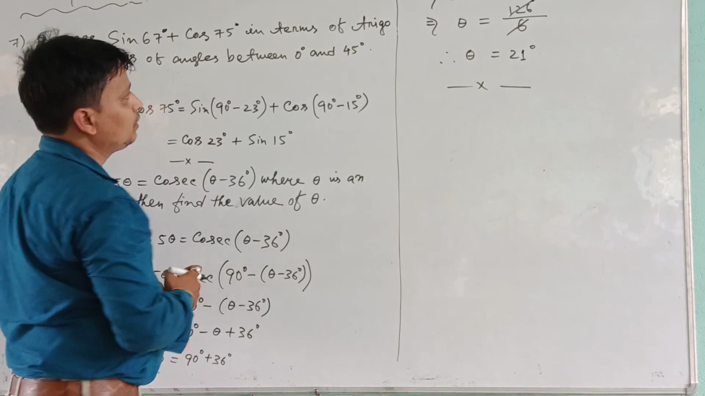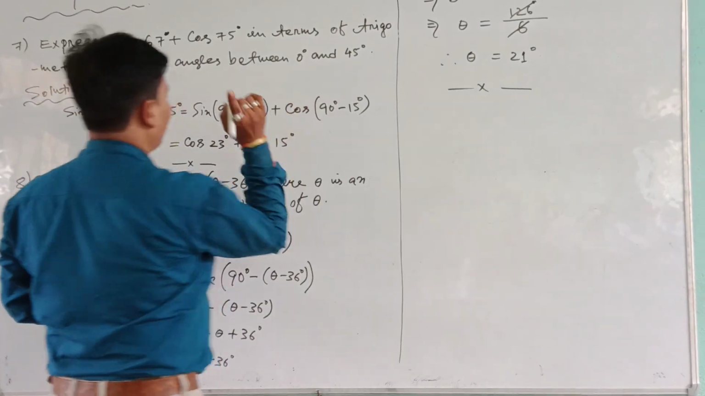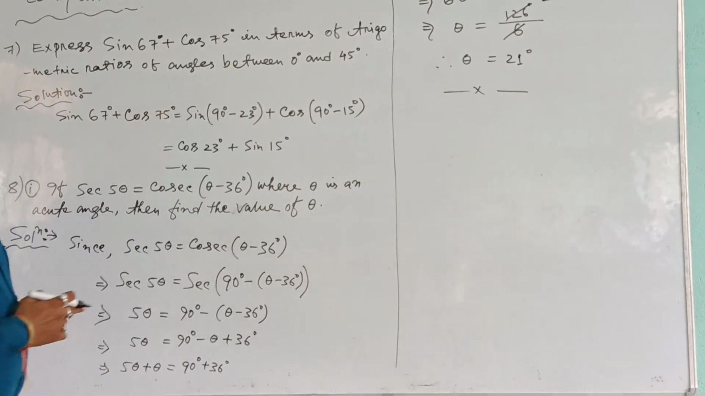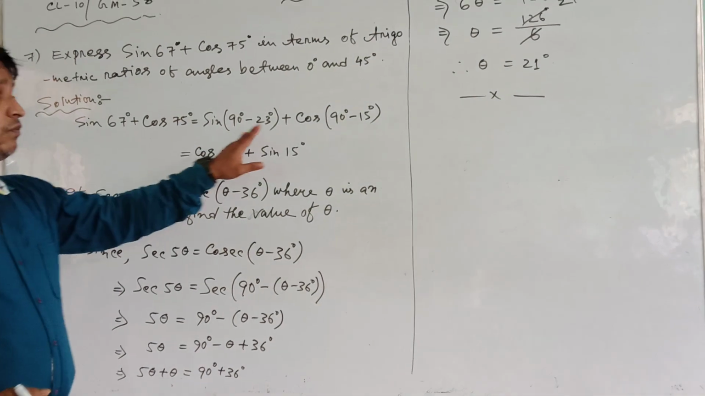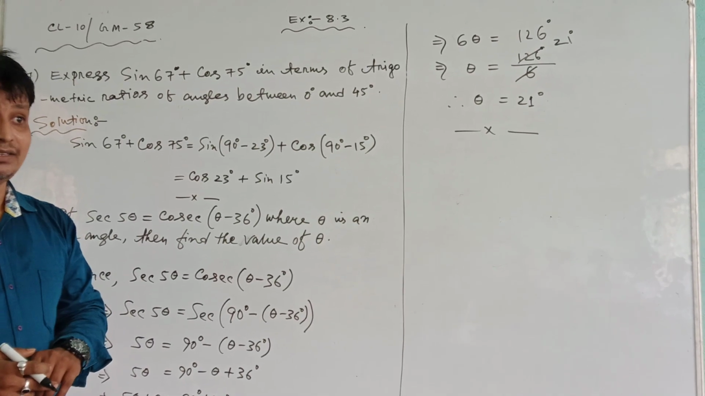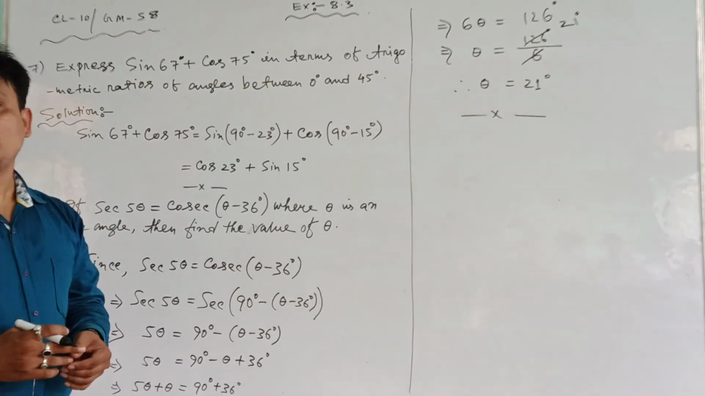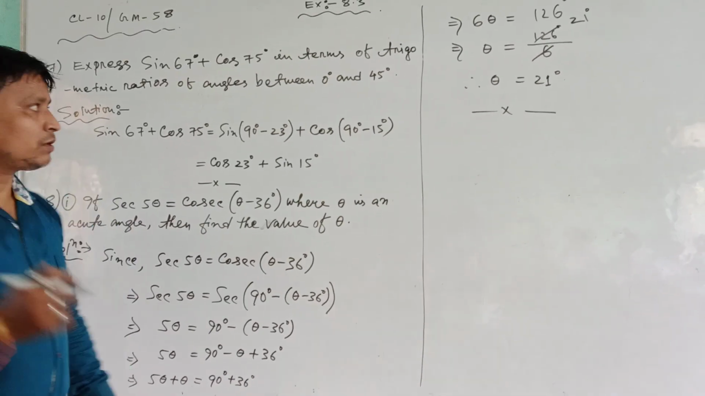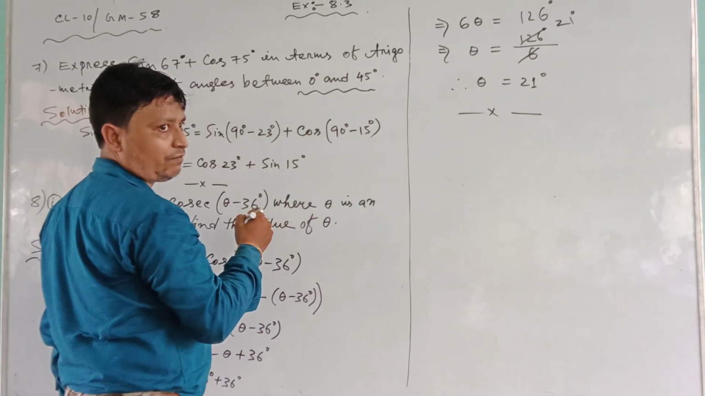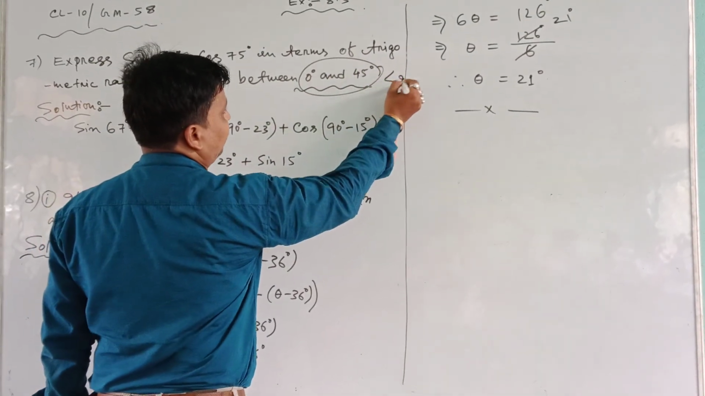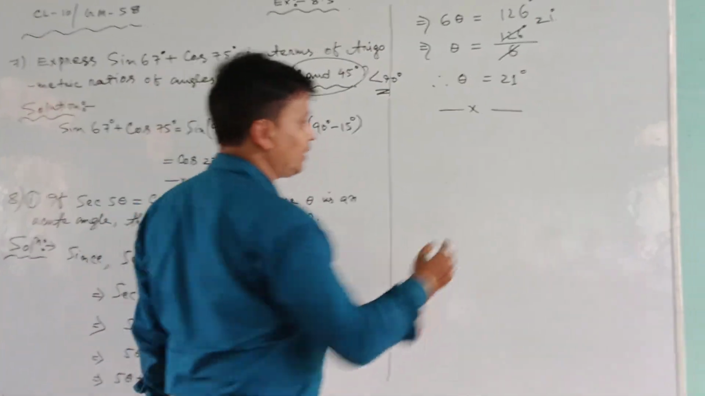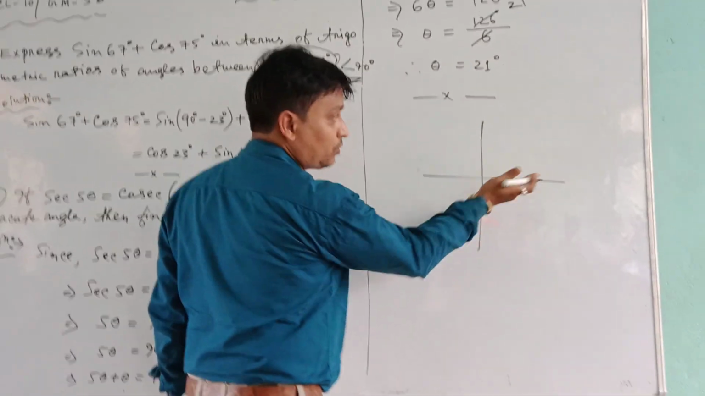0 and 45. So one thing you may ask, why write 90 minus theta? 90 minus theta means we are breaking in the first quadrant. Why breaking in the first quadrant? And how do you get the idea that we have to break this as first quadrant? Because it is written that the angle should be between 0 and 45, and 0 and 45 is less than 90 degree, or not? Less than 90, right?